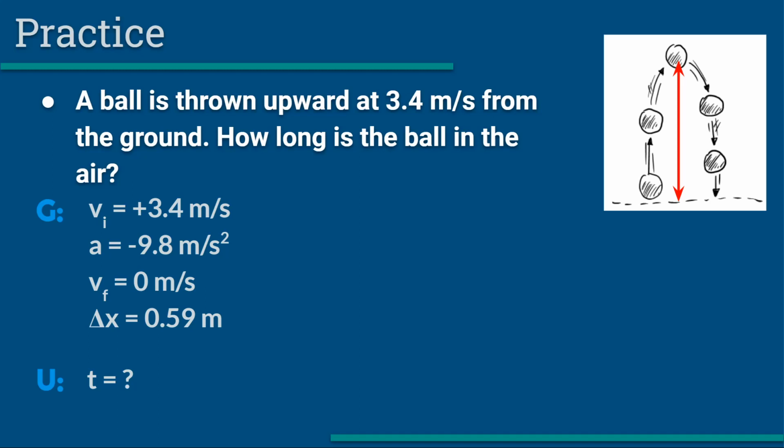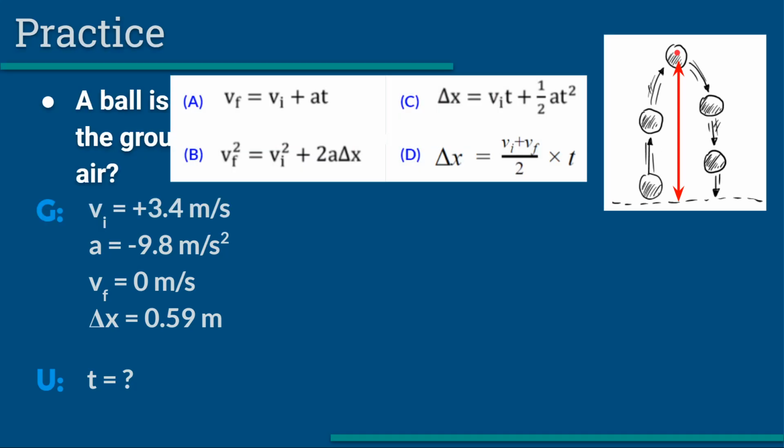Now keep in mind, when I solve for time, I'm only solving for the time it takes for this ball to get up to this point, because this is the final point that I chose. So this is not going to be the total time in the air, it's only going to be the time up to the top. So I have to take care of that at the end. But let's go ahead and solve for it.